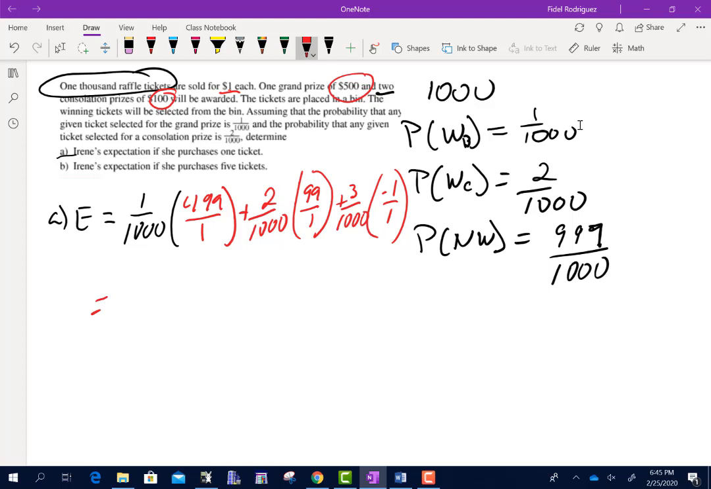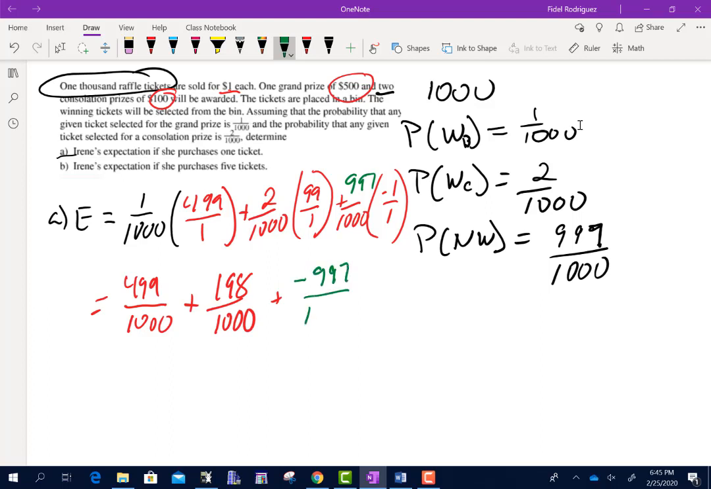So now I'm going to multiply straight across. It's going to give me 499 over 1,000. 2 times 99, I believe earlier I said it was 198 over 1,000. The probability of not winning was not 3. Why did I put a 3 there? Sorry, guys. This was really 997, wasn't it? So 997 times a negative 1 is a negative 997 over 1,000, because there are 997 tickets that aren't going to win.